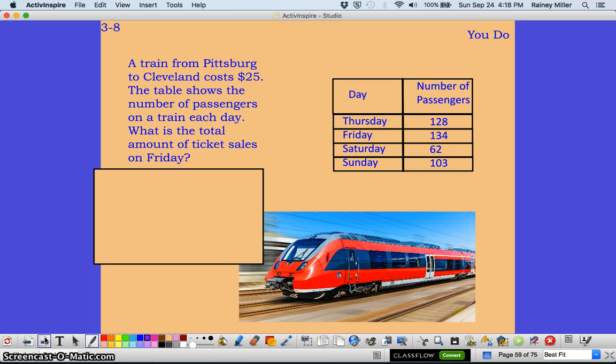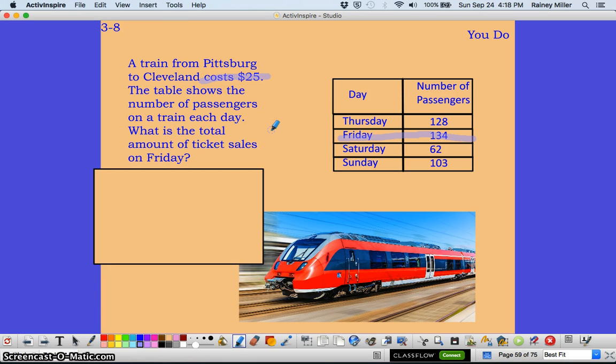Next one, and I want you to stop the video and try this out. A train from Pittsburgh to Cleveland costs $25. The table shows the number of passengers on the train each day. What is the total amount of ticket sales on a Friday? Well, how many tickets did they sell on Friday? Okay, so I go over here to the table and I go, oh, Friday, 134 tickets. Okay, then total amount of ticket sales. So they're getting money for their tickets. So this is the money. So each ticket costs $25.